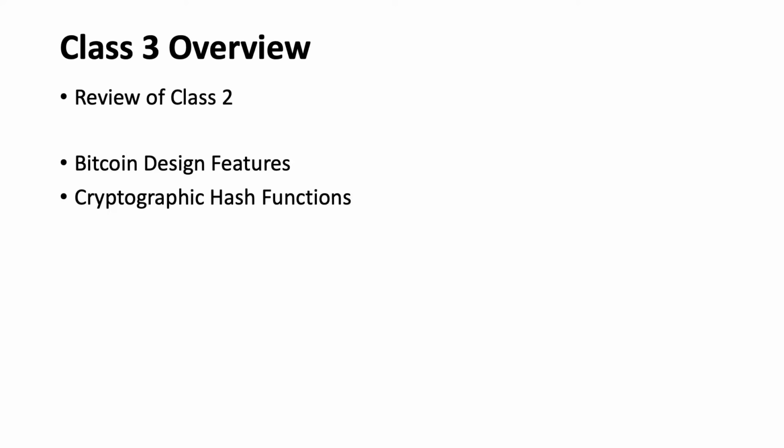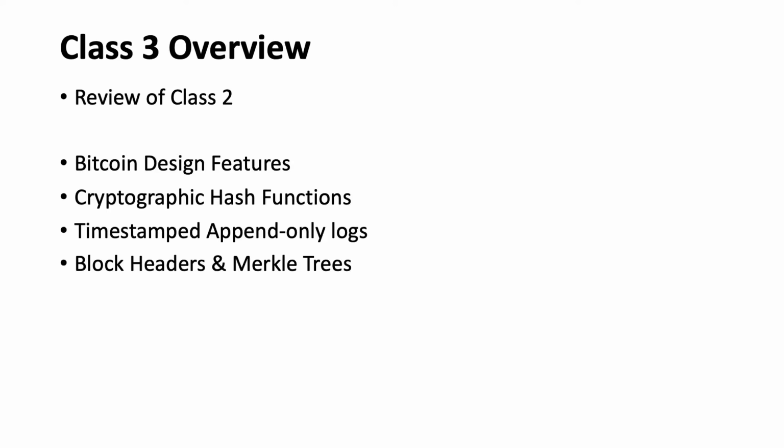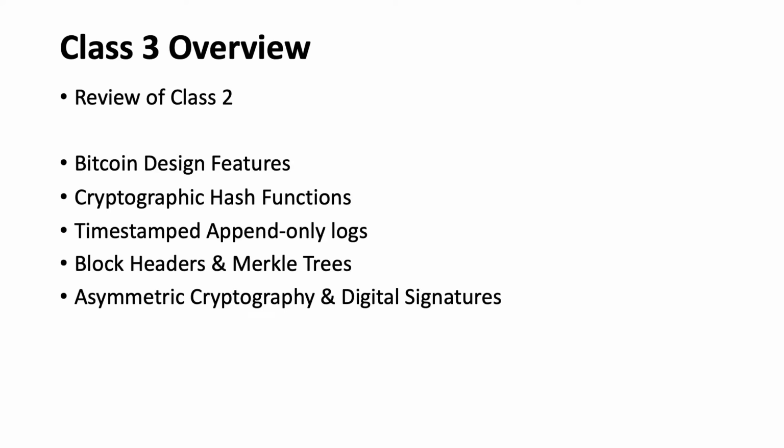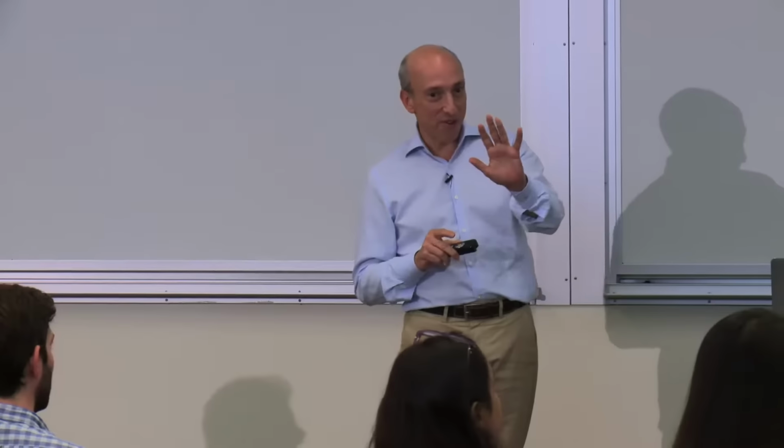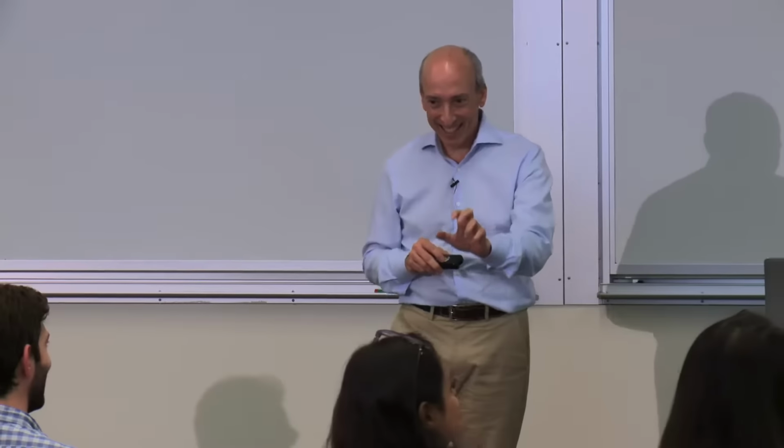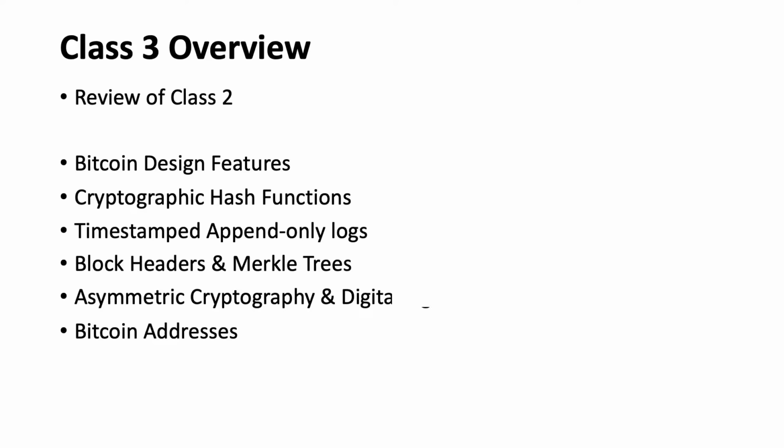So we're gonna just do a slight review of what we did in class two, and then we're gonna talk about the key design features: hash functions, as I mentioned, what is an append-only log, block headers and Merkle trees, and asymmetric cryptography and digital signatures. Crazy. We're going to cover all five of those today. And then you're going to tell me how we did. Oh, Bitcoin addresses, which is just a small thing. Six, actually.